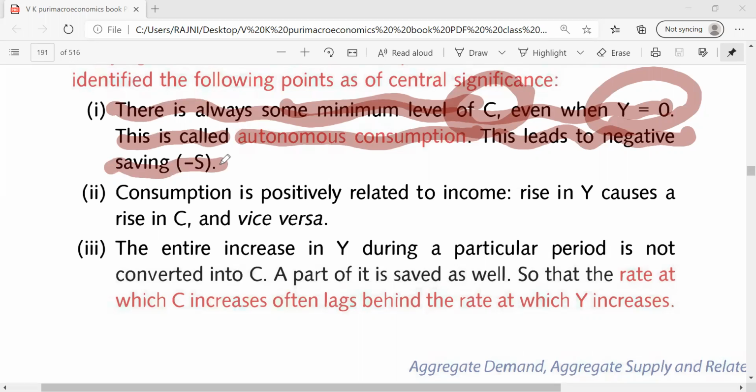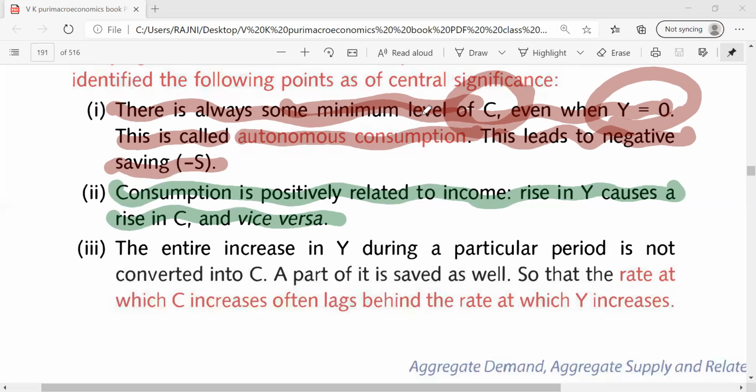It means negative saving. We can say that when a human being has an income level even zero, then whether he is borrowing or doing it in any other way, the person is doing some consumption. They are just consuming the goods and services in order to survive, which is known as the autonomous consumption. After that, the second conclusion is that consumption is positively related to income. It means if there is an increase in income, there is an increase in consumption, or if there is a decrease in income, there is a decrease in consumption also.